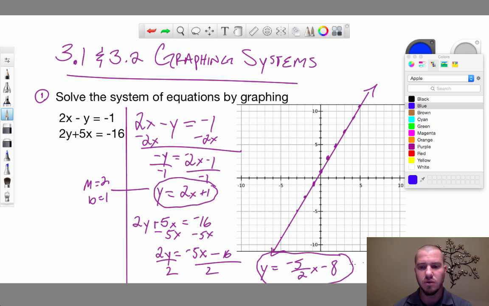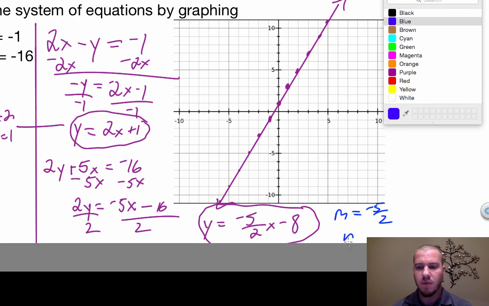I'll go ahead and use blue. So here my m is negative 5 over 2. My b is negative 8. So I graph my y-intercept, my b, negative 8. My slope is negative 5 over 2, which would normally be down 5, right 2. That's the negative slope, but I want to go in the other direction. Up 5, 1, 2, 3, 4, 5, left 2.